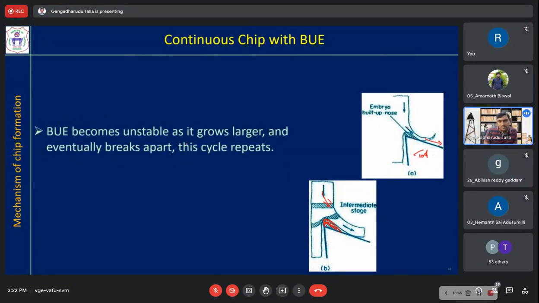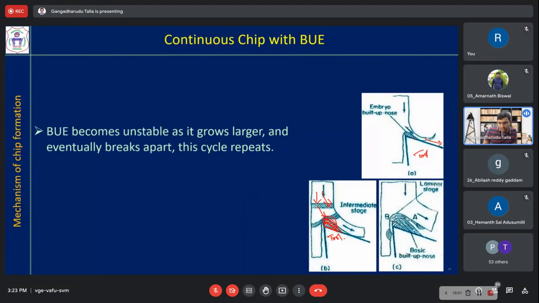Now built-up edge becomes unstable as it grows larger and eventually breaks apart. And this cycle repeats. After formation of one layer, two layers, three layers like that, after some time it will become unstable because it is just sticking to this tool. Once the force becomes more and its height is growing, it will become unstable because the sticking action will not be much by that time. Because of the force coming onto this, it will now break.